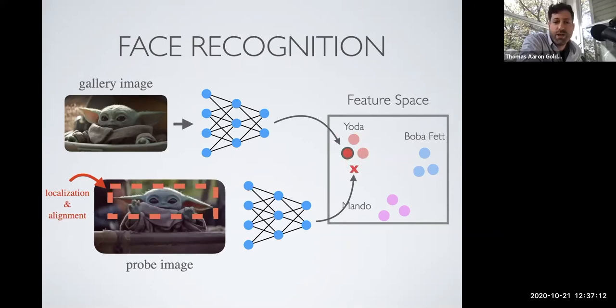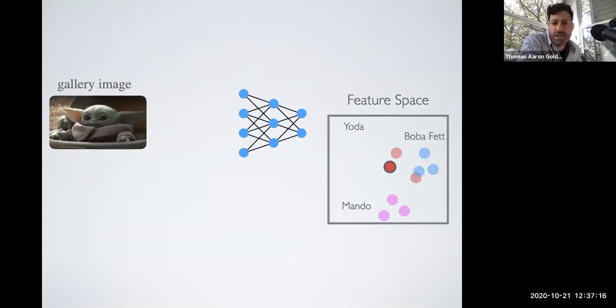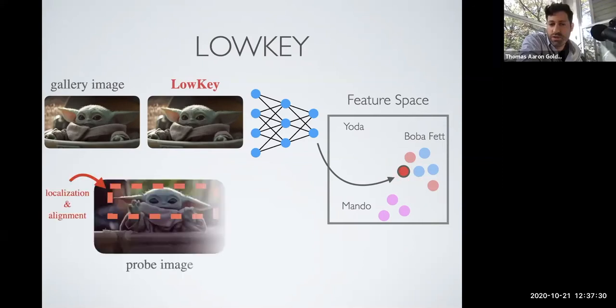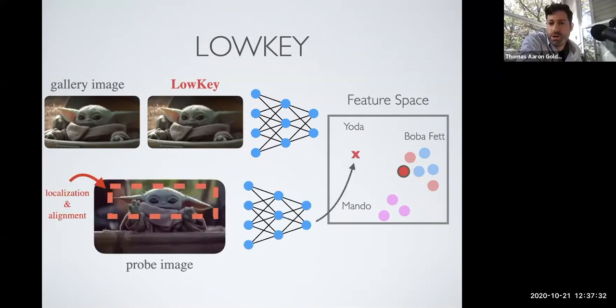So the idea behind the LowKey system is that we're going to add an extra step in here. Before the gallery images get scraped, you push them through this LowKey system and you make adversarial perturbations to them that will move them to different locations in feature space. So now all of the gallery images lie in fairly unusual locations in feature space. And now when a probe image comes along, you don't have control over the probe image, but it no longer maps to a region that's populated with your social media images, and that makes it very difficult to identify you.